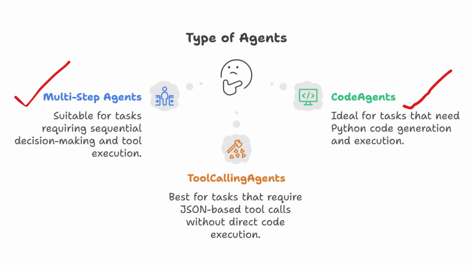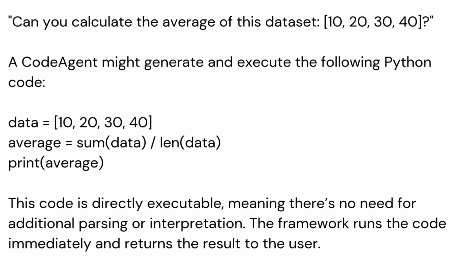Let's now talk about the code agents. While multi-step agents focus on structured decision-making, code agents take things a step further by generating and executing Python code. Instead of producing structured JSON output or predefined tool calls, a code agent directly writes Python code that can be run immediately. How code agents work.